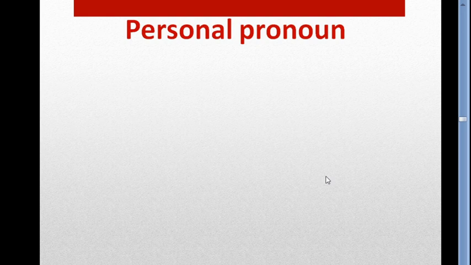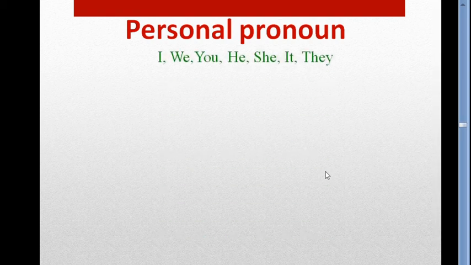At first, we will know about personal pronoun. What are personal pronouns? Let's see. Yes, they are I, we, you, he, she, it, they. These are the personal pronouns. Now, let's see some examples.